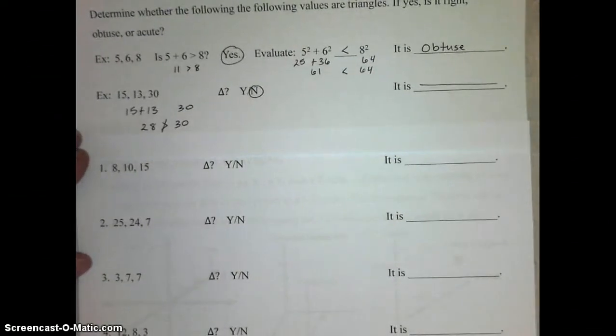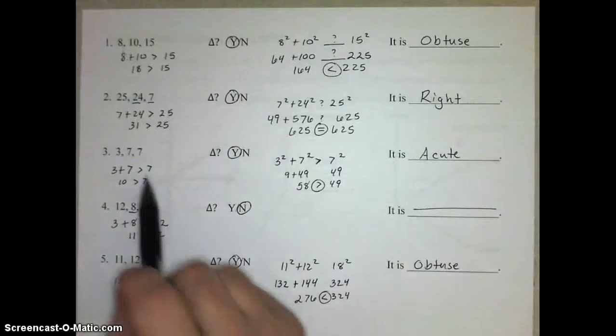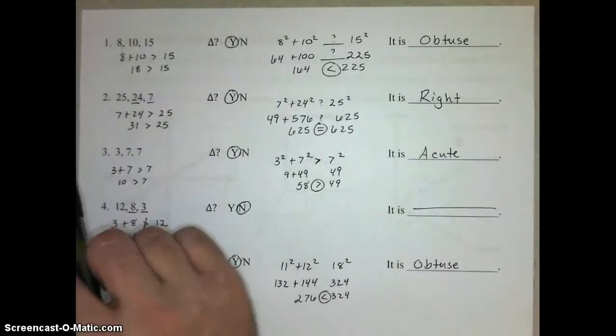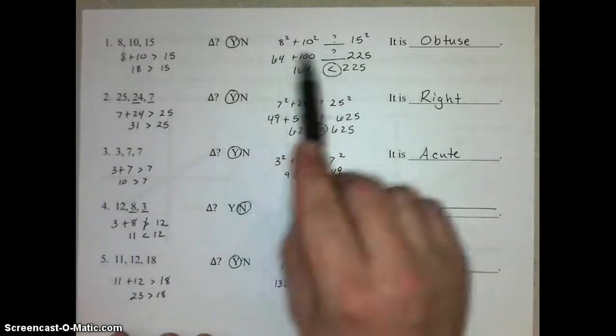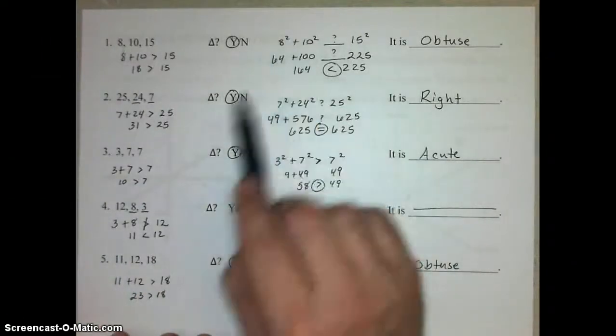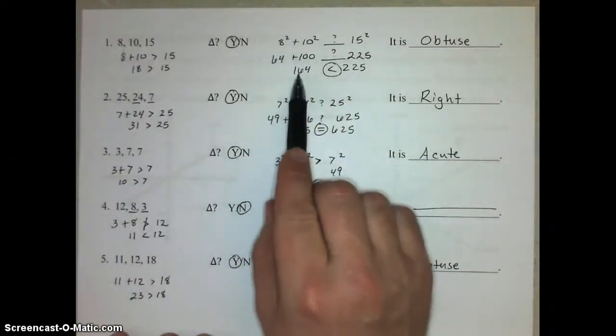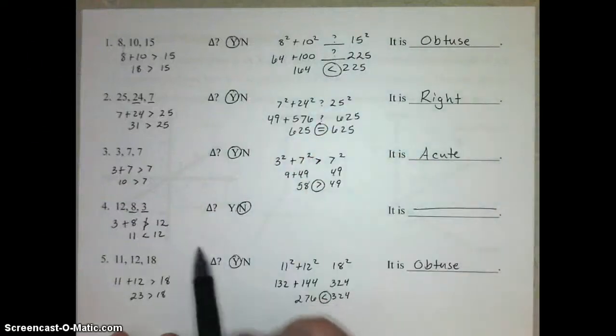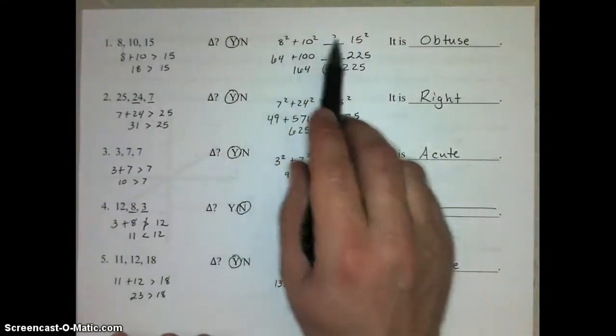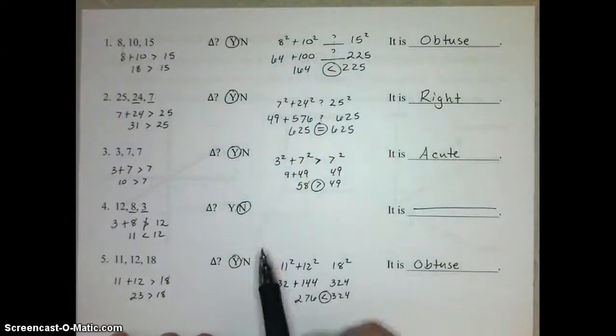Otherwise, these are the answers we should get. Okay, for number 1 here, 8 plus 10 is greater than 15. 18 is greater than 15, so yes, it's a triangle. And 8 and 10 are the shorter sides, so we say 8 squared plus 10 squared, which is 164. That is less than 15 squared, 225, so that's an obtuse triangle. Remember, if a squared plus b squared is less than c squared, it's obtuse.